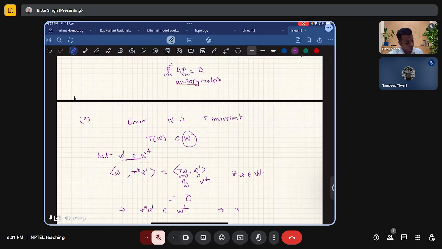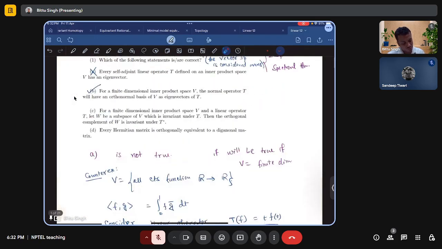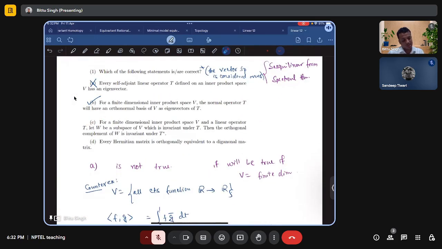In other words, T star applied on W perp is contained in W perp, because the element W dash is considered from W perp. So C is true: W perp, the orthogonal complement, is T star invariant.